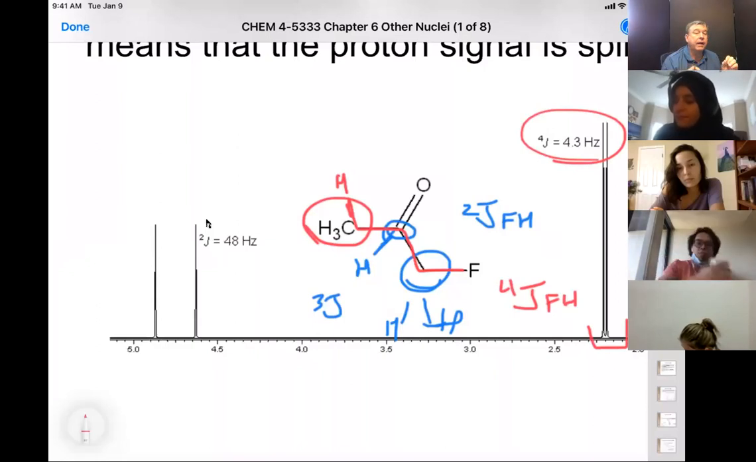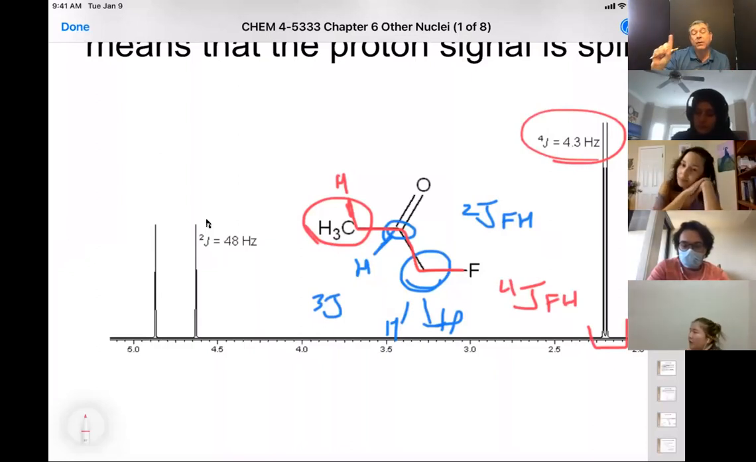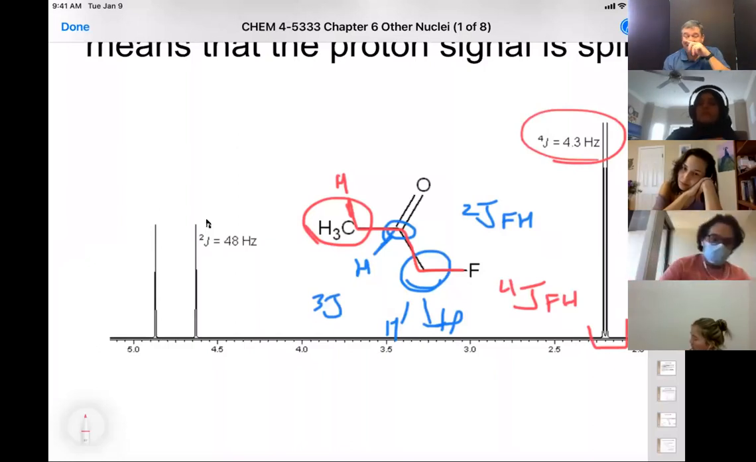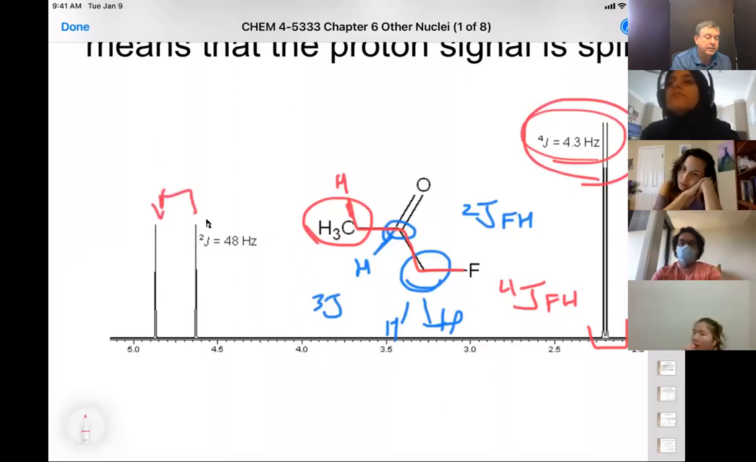Now notice that the hydrogens are not splitting the fluorine. We see the fluorine only being split by the type of hydrogen, not the number of hydrogens. The hydrogens are being split by the fluorine, and there's only one fluorine, so it's only being split once. So it's following the N plus one rule, and the N in this case is the number of fluorines. So that's why they're only doublets here. This is our two bond coupling constant, and this is our four bond.